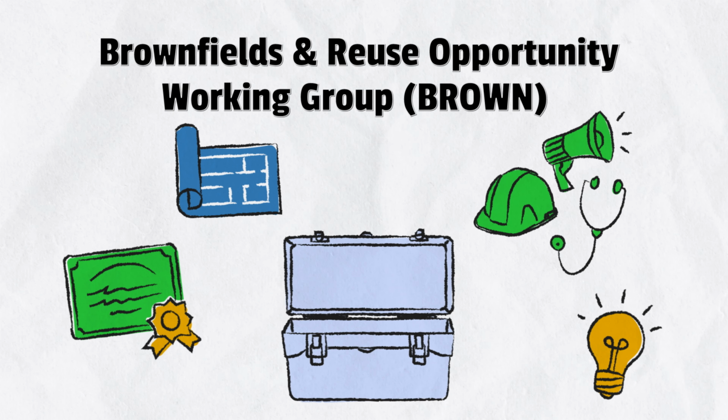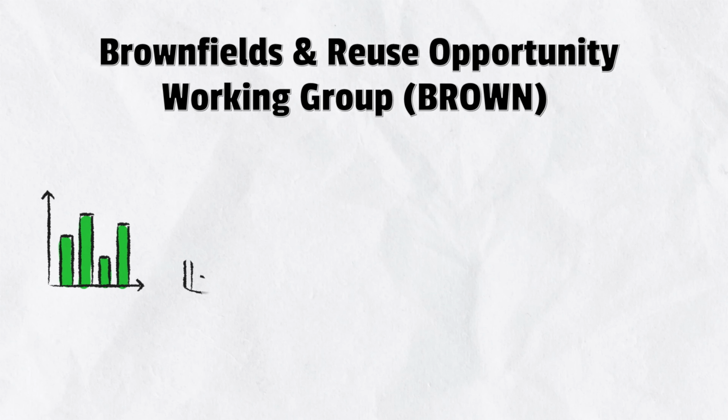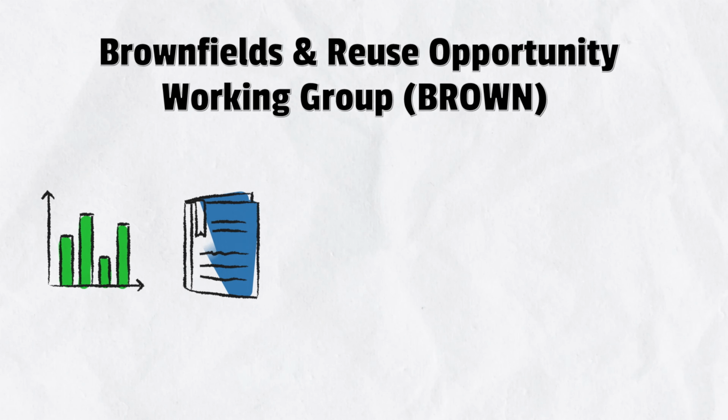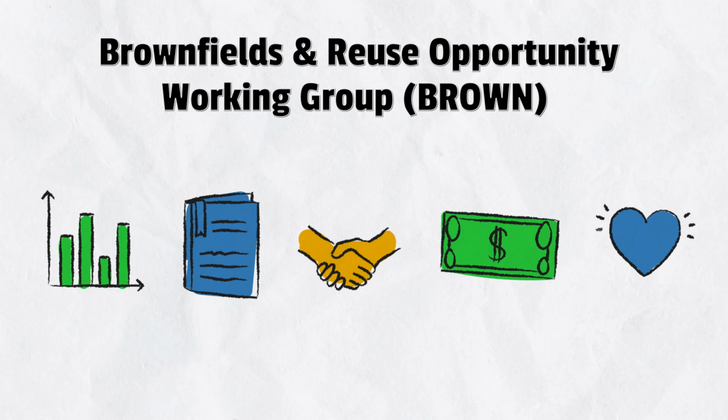A light bulb appears next to the other images. Text reads, Brownfields and Reuse Opportunity Working Group, or BROWN. For example, BROWN can help communities find and understand information about local land reuse sites and related health risks, develop tailored strategies to improve community health, build sustainable partnerships to support long-term community health improvement through land reuse, find out about funding opportunities, and measure positive changes in community health and well-being.